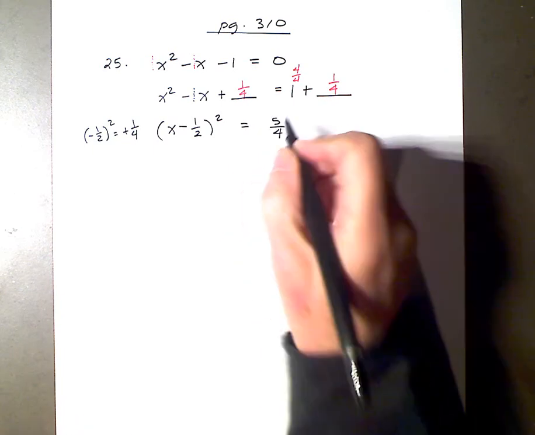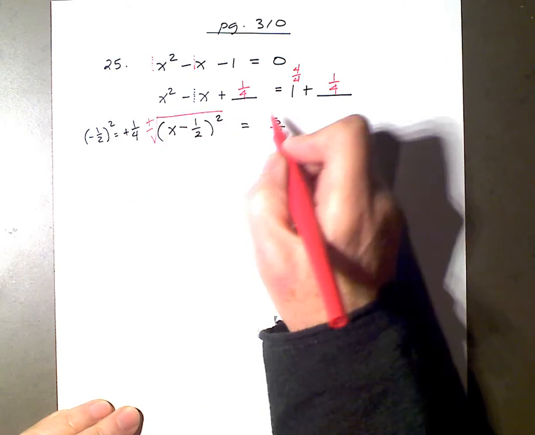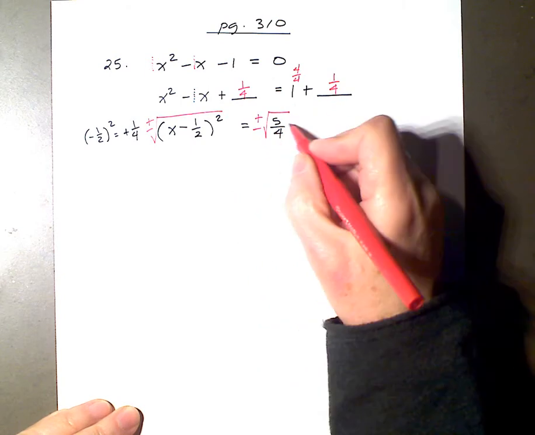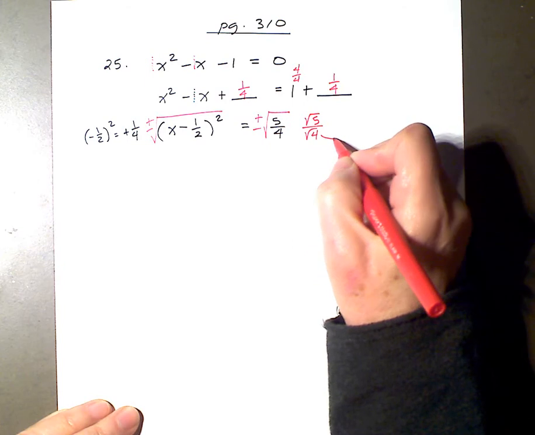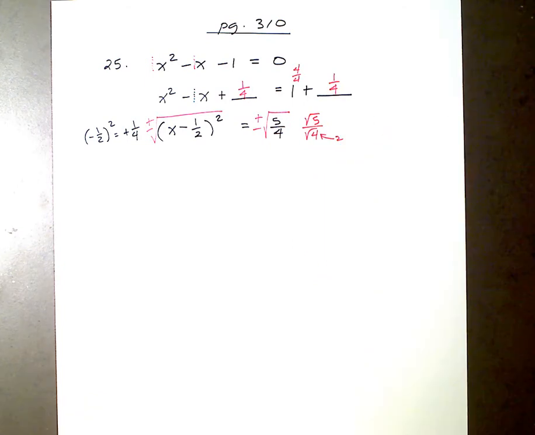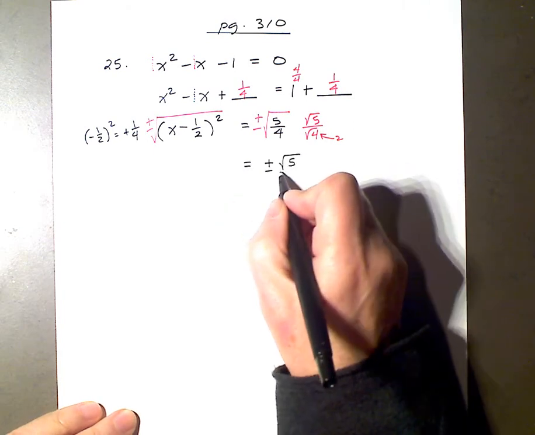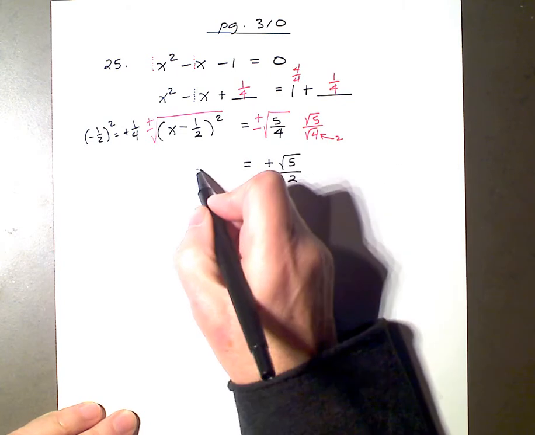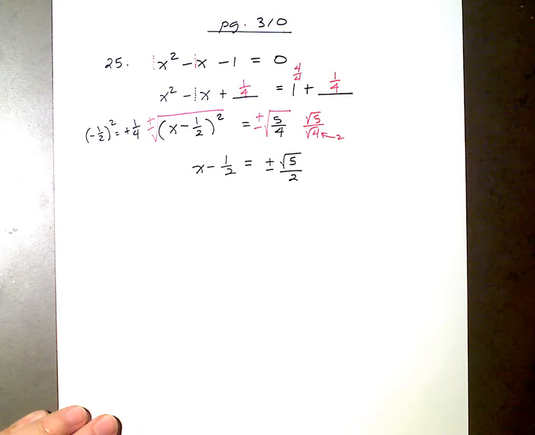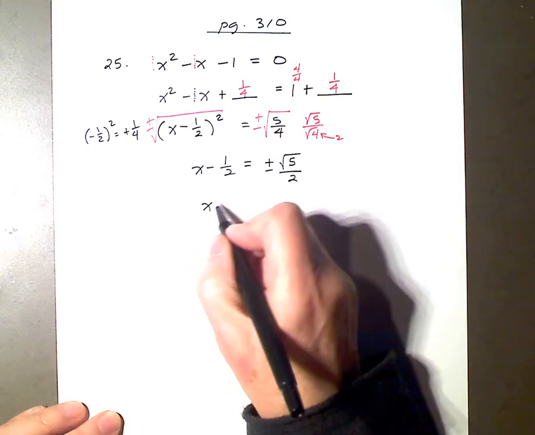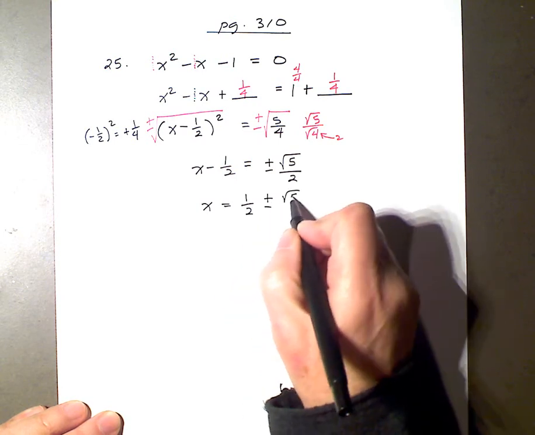So now I'm ready to take the positive and negative square root of both sides. In doing so, I recognize that this is the square root of 5 over the square root of 4, and that right there will be a rational 2 in the denominator. So plus or minus the square root of 5 over 2 on the right, and on the left, when I take the square root of this expression, the x minus 1/2 comes out. So now I just have to add the 1/2 to both sides. So x equals 1/2 plus or minus the square root of 5 over 2.